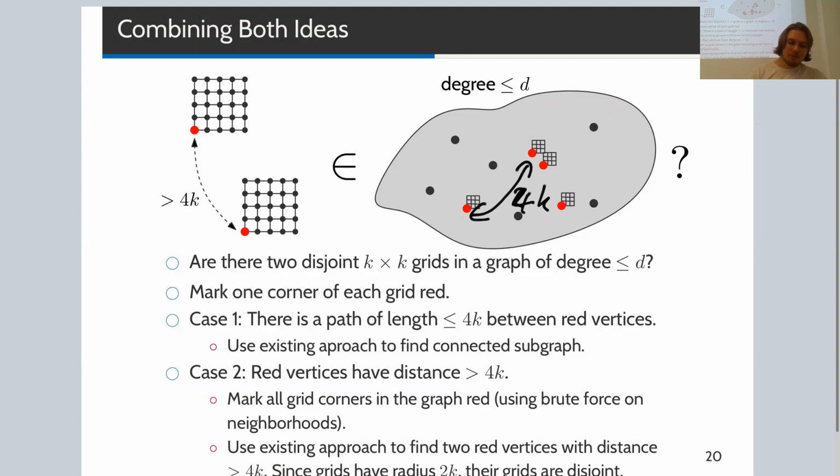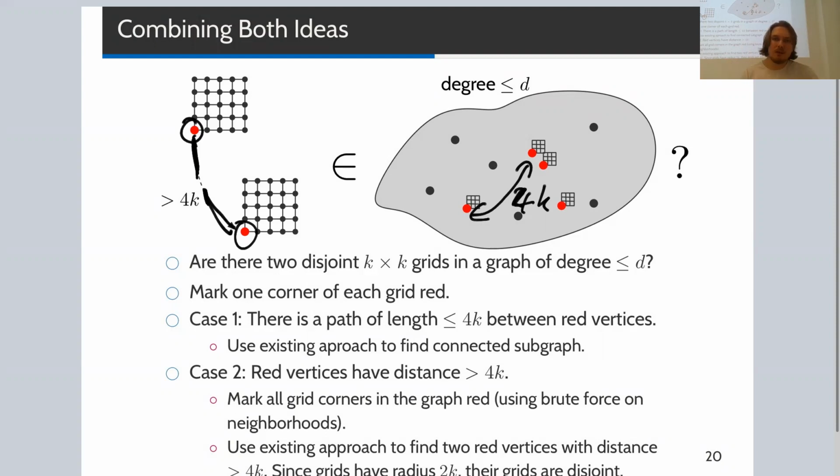Because for these two red points, they have distance larger than 4k, but every vertex in the grid has distance at most 2k from the red point. And here it is also distance at most 2k from the red point. So the grid can only go up until here, and the other grid can only go up until here, and they will not overlap. So now the problem of finding two disjoint grids amounts to finding two red points with distance larger than 4k. And that's basically the scattered set problem that we talked about earlier.